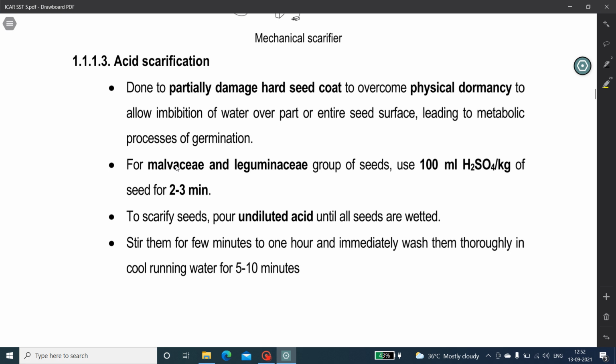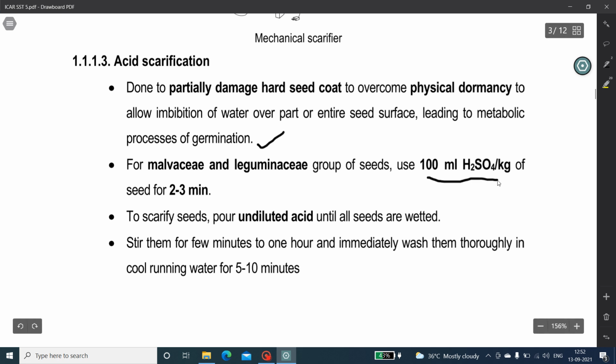It is done partially to damage the hard seed coat to overcome physical dormancy, to allow imbibition of water over part or the entire seed surface, leading to the metabolic process of germination. To scarify the seeds, pour the undiluted acids until all the seeds are wetted. Here, for Malvaceae and Leguminaceae group of seeds, only acid scarification is followed.